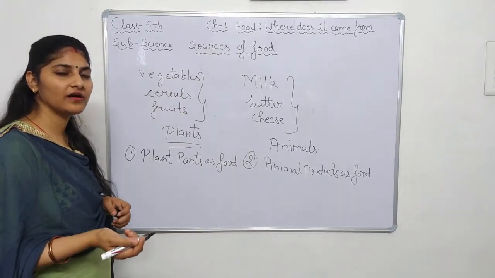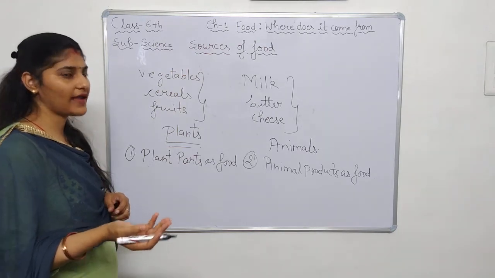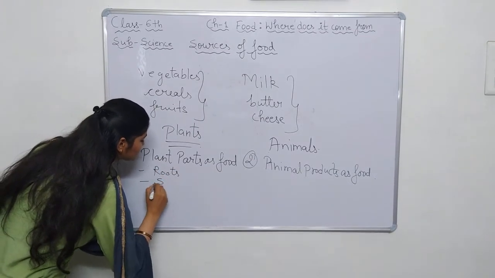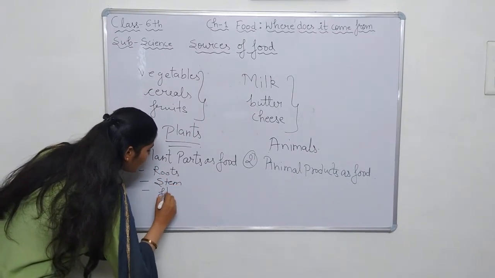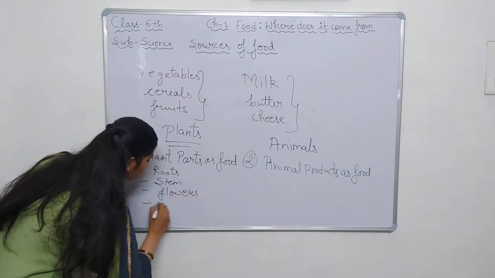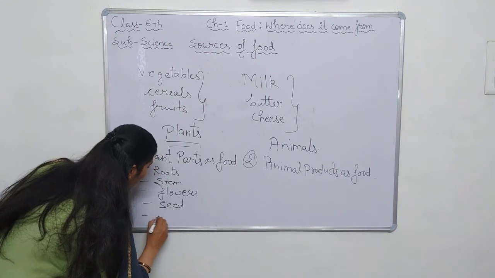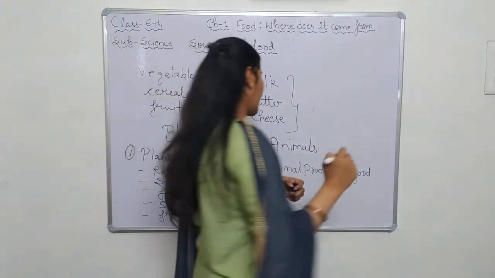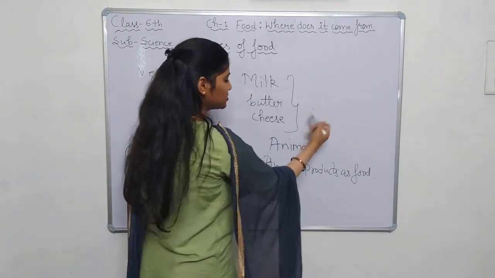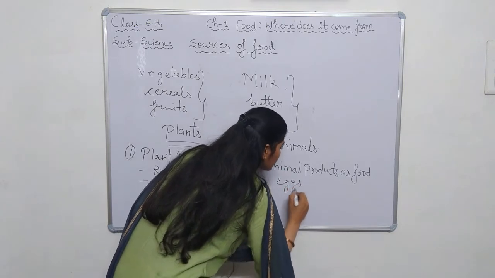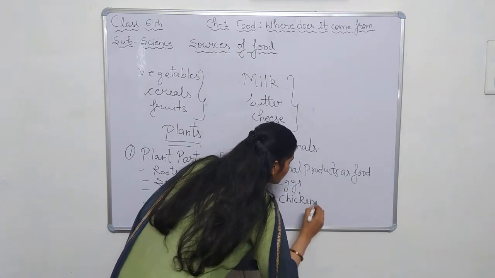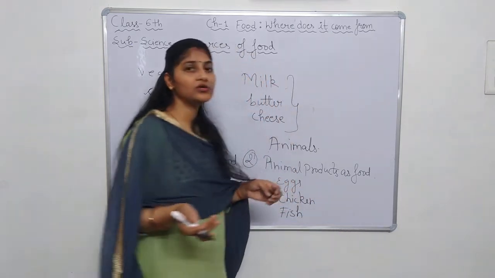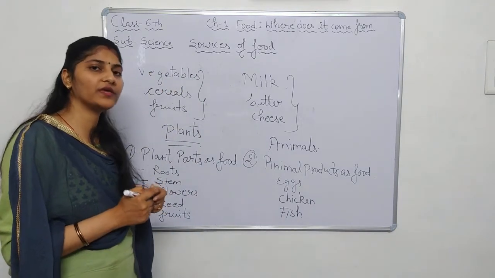As we have seen in the diagrams, the plant parts which we use are the roots, the stem, flowers, seeds and fruits. And the animal products we get are milk, butter, cheese, eggs, chicken, fish and so on. So these are all about the sources of food we get from plants and animals.